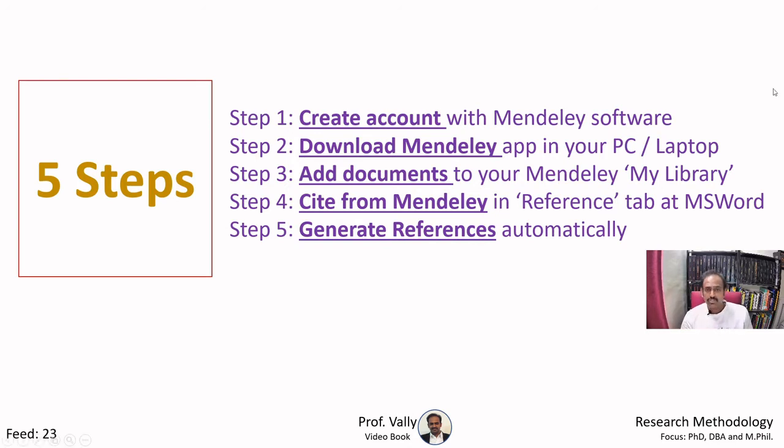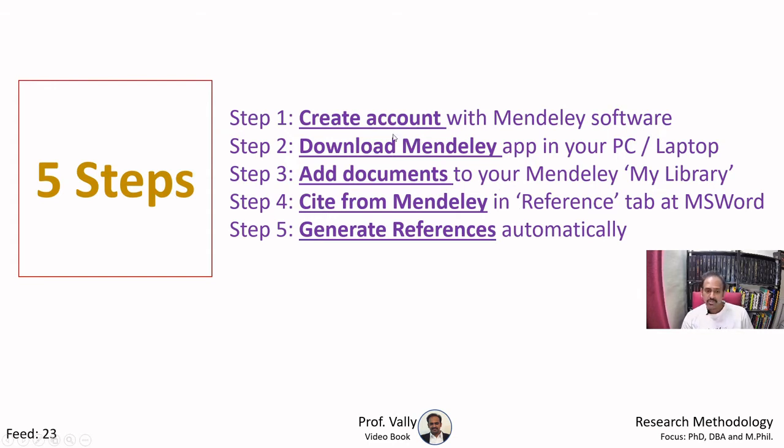And then once you download Mendeley, you should add the documents, whether PDF, Word document, or thesis, whichever you read on your PC. You have to add that to your library. Mendeley gives you a library, a space for you. You can click add document, so that the entire PDF will be saved in your library. From the library you can start citing in your thesis. So that is step number 4. From there you can start citing from Mendeley in the reference tab.